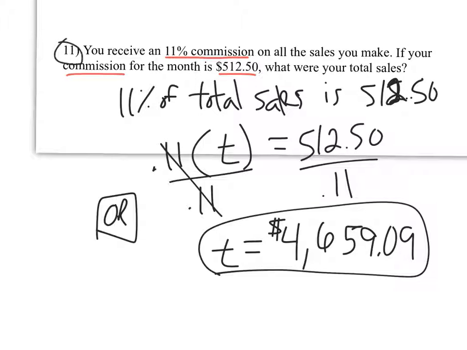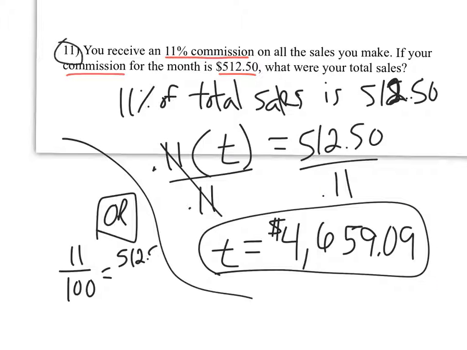A different way you could do that problem would be to do a proportion. You could say 11%, which is 11 over 100, equals 512.50 over t, or whatever variable you want. And then you could find a pattern or work that out, and you would get the same answer that way also.